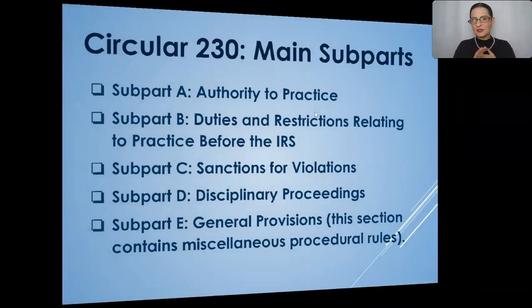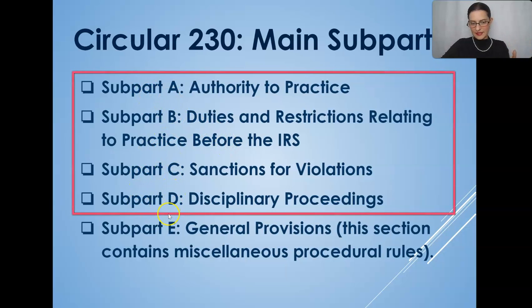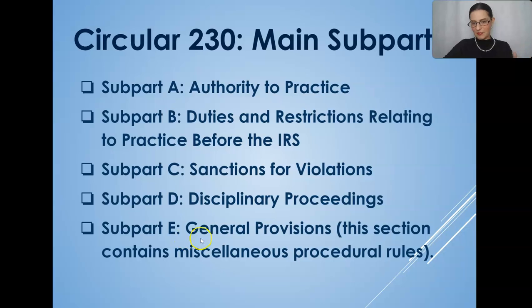All right. Now, Circular 230 has 4 main subparts. Most of what you will hear when people are teaching ethics courses or when they're talking about Circular 230 are these first 4 subparts on the list, which are Subpart A, the authority to practice; Subpart B, duties and restrictions relating to practice before the IRS; Subpart C, sanctions for violations, basically what the IRS can do to you when you get in trouble; Subpart D, disciplinary proceedings. And then the last subpart is just general provisions. This section contains miscellaneous procedural rules. But these first 4 on the list are the main subparts of Circular 230. And that's what we're going to talk about in this webinar today.